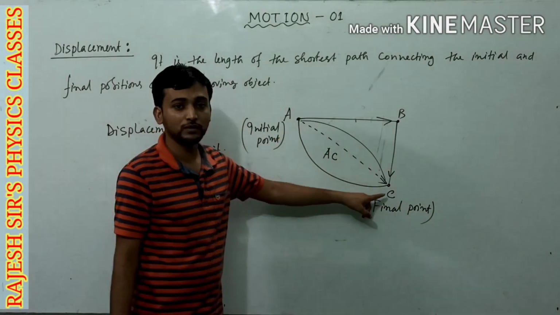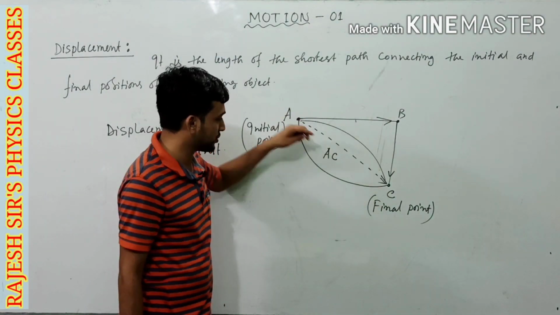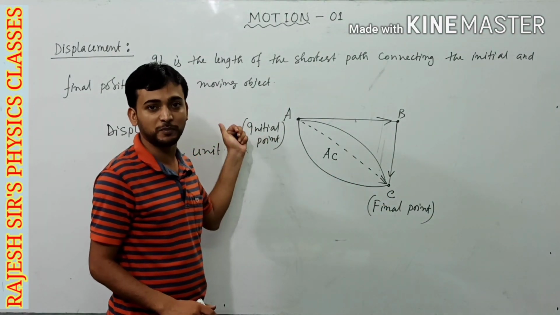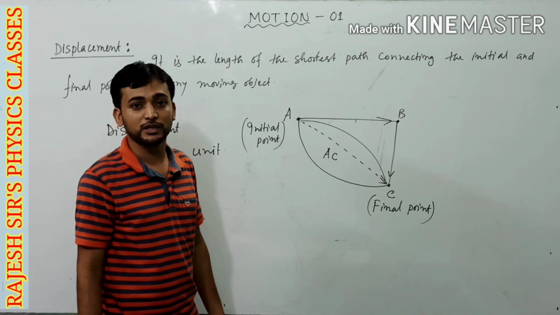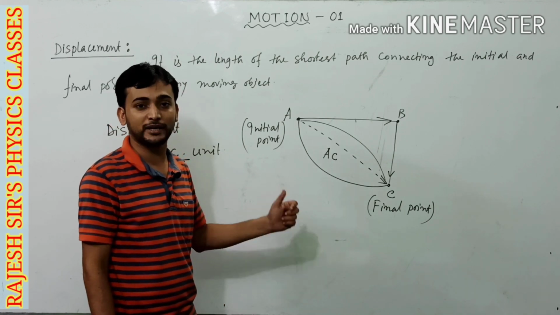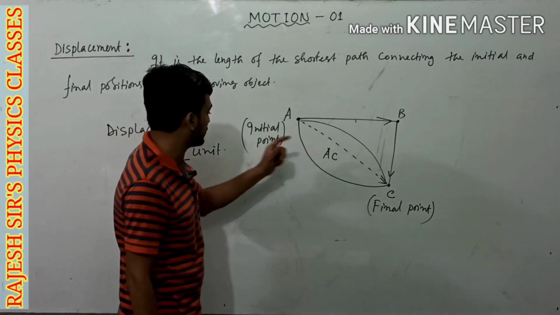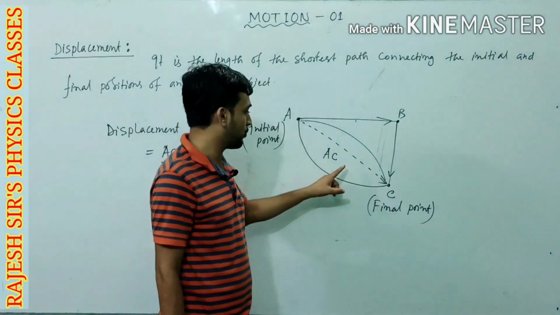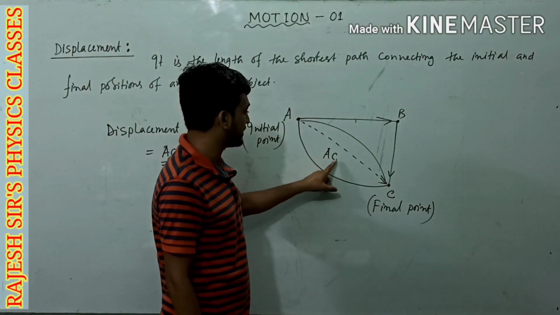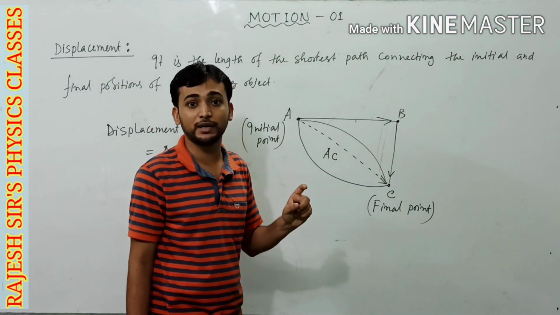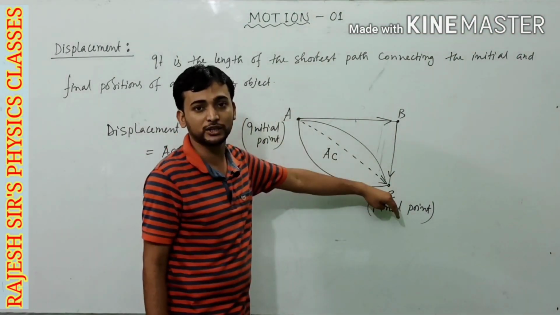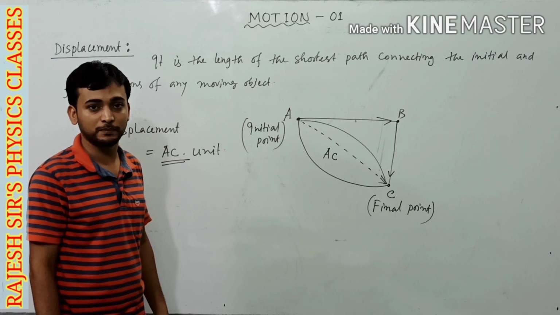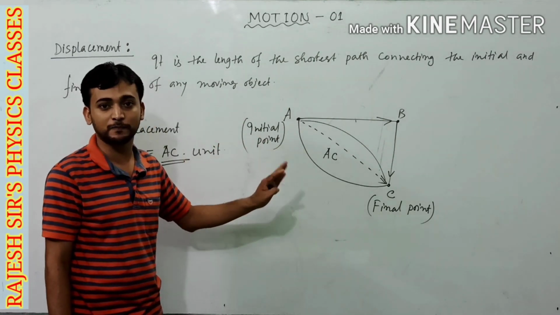You have to move along the specific direction, that is AC, the straight line connecting the initial point and the final point. That means displacement has a specific direction along with its magnitude. Magnitude is what? This will be magnitude AC. Say after calculation AC is coming 4 meter. See, this 4 is the magnitude and direction will be from A to C. That's why displacement is known as a vector quantity, because displacement has both magnitude and direction.